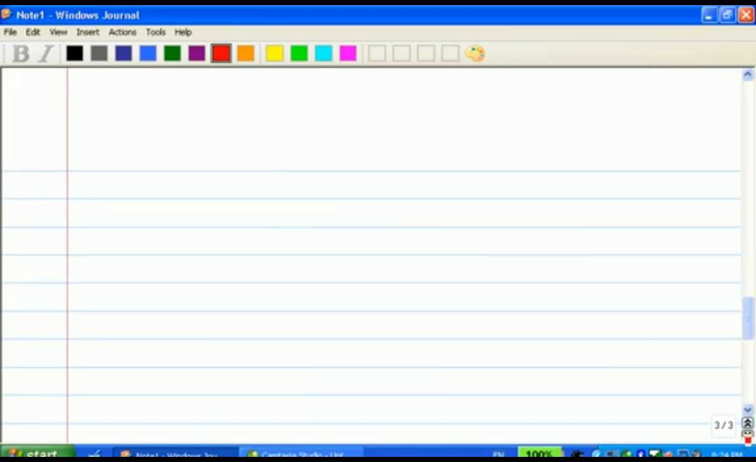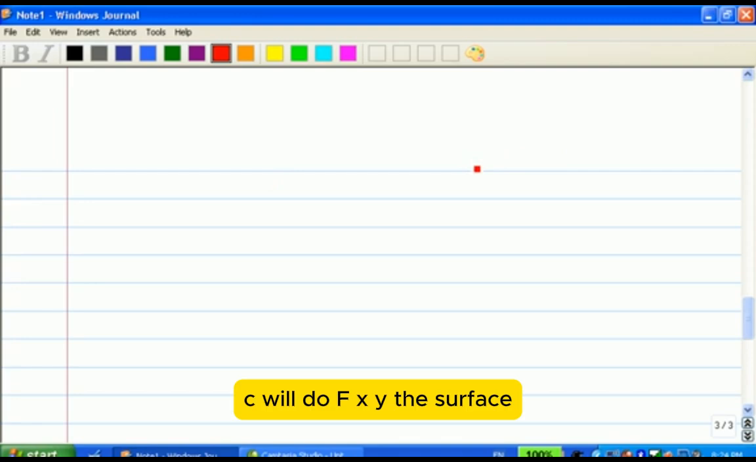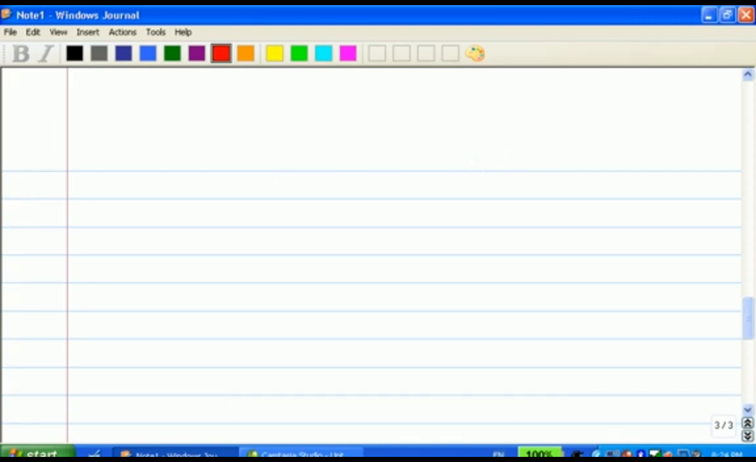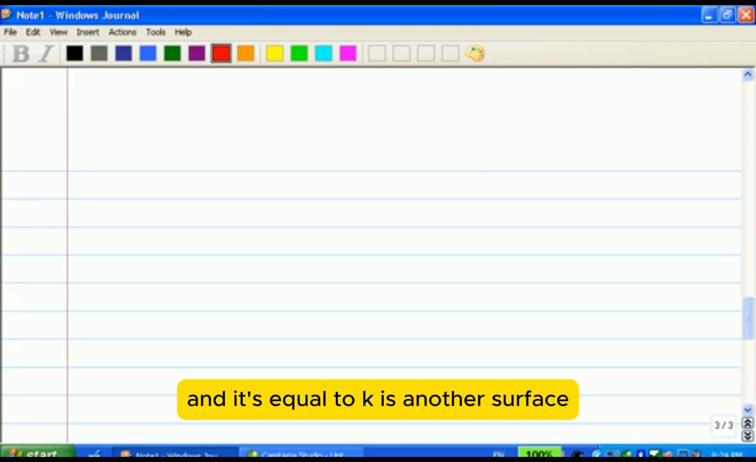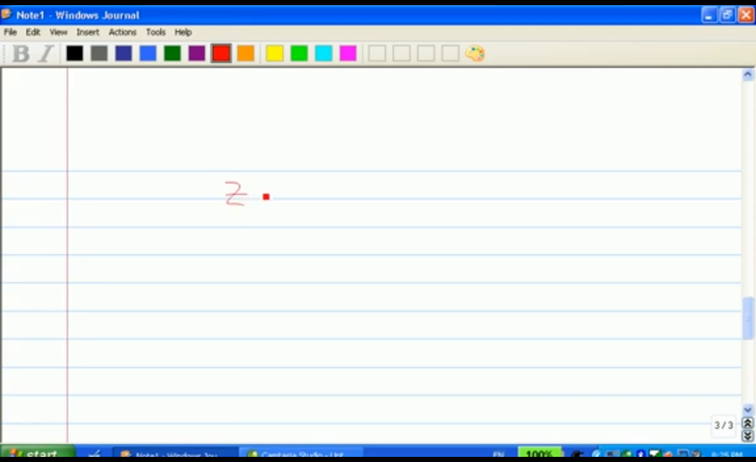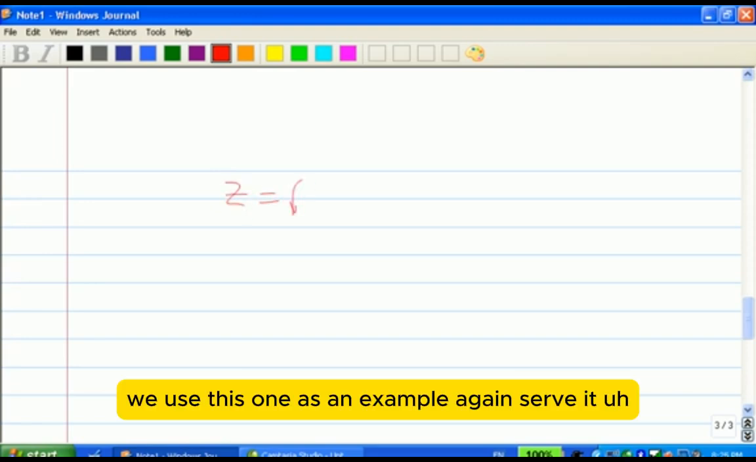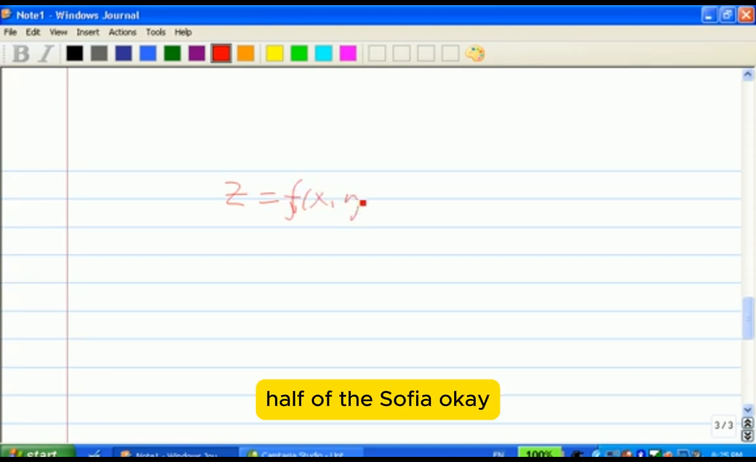That means z equal to f(x,y) is the surface, and z equal to k is another surface. The intersection of those two surfaces gives you a curve. That's what we call the level curve. Let me give you an example. We'll use this one as an example again: the surface, half of the sphere.